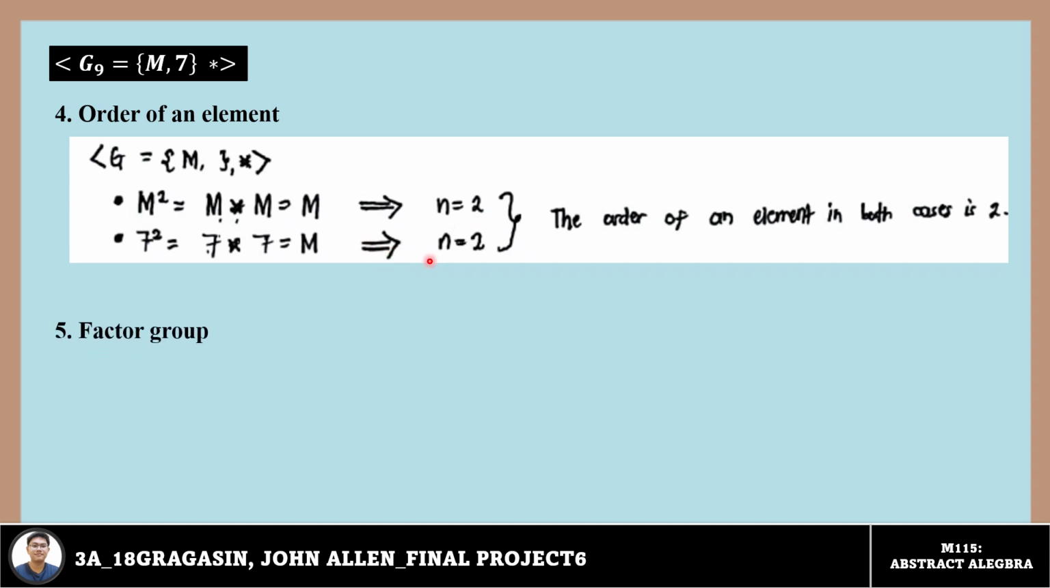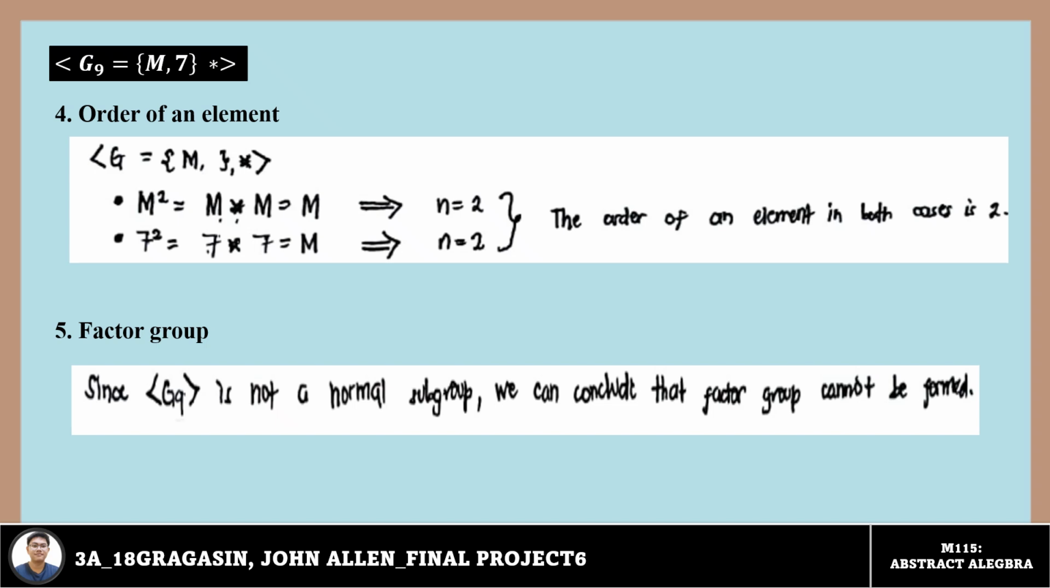Then for the factor group, since the subgroup G sub 9 is not a normal subgroup, therefore we conclude that the factor group cannot be formed.